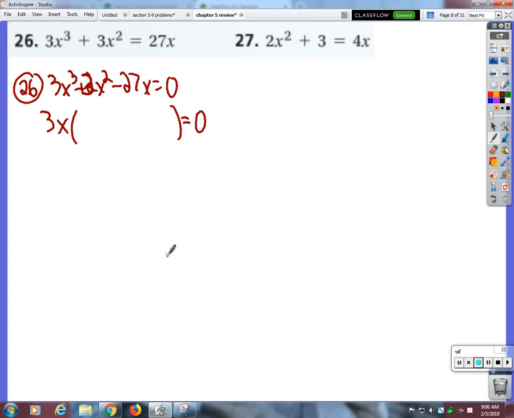So, Austin, not Max, not Eli, if I factor 3x out of 3x cubed, what am I left with? X squared. Because when you're dividing, you subtract. So 3 minus 1 leaves us with x squared. If I factor a 3x out of 3x squared, what am I left with?